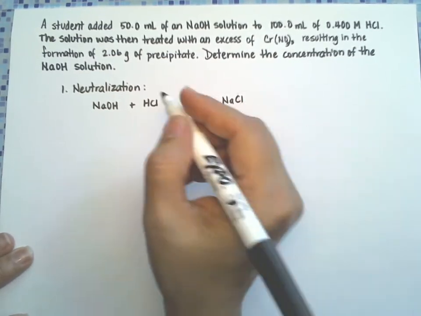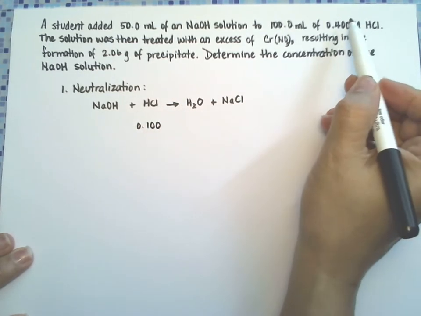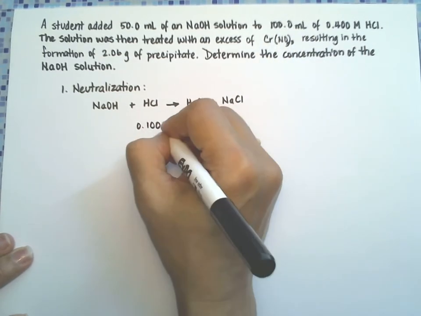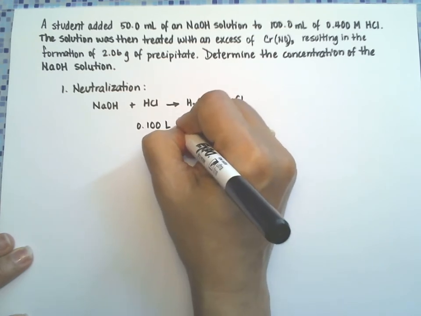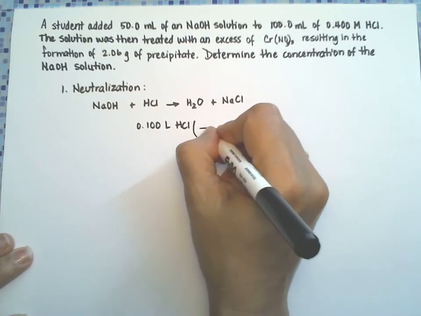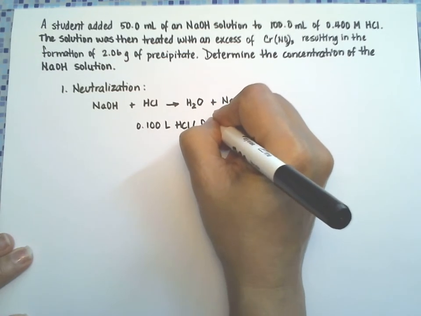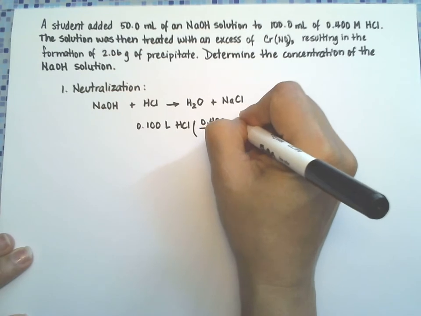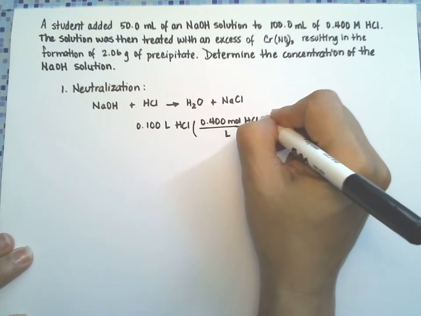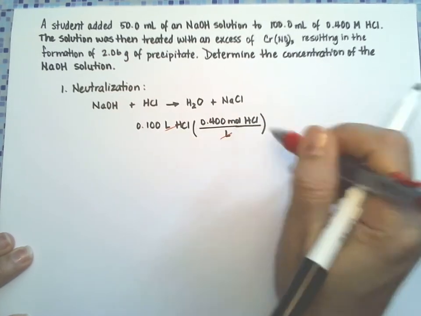All right, so a little bit of a calculation right here. I had 100 milliliters of HCl. I'm going to convert the milliliters to liters, so 0.1 liters of HCl. And I'm going to multiply that by the molarity of HCl, which is 0.4. So I know that it's a 0.4 molar solution. That means I have 0.4 moles of HCl for every liter of the solution of HCl. My liters cancel.